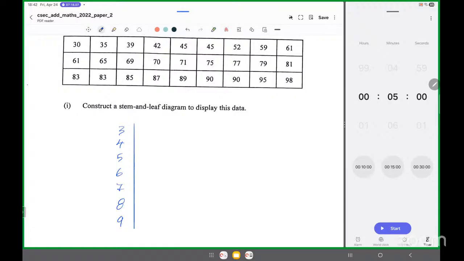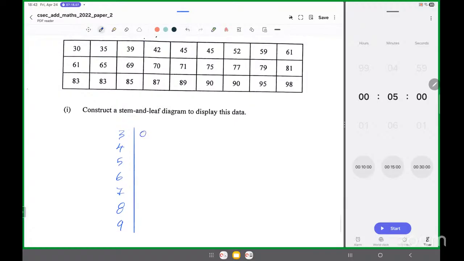The 30s now. So it's 30, 35, 39. The 40s now: 42, 45, 45. The 50s: 52 and 59.